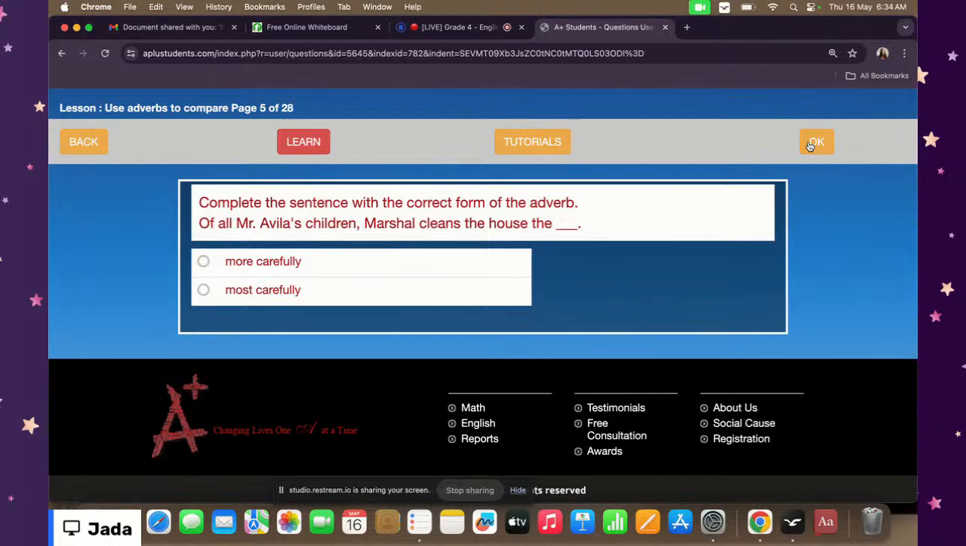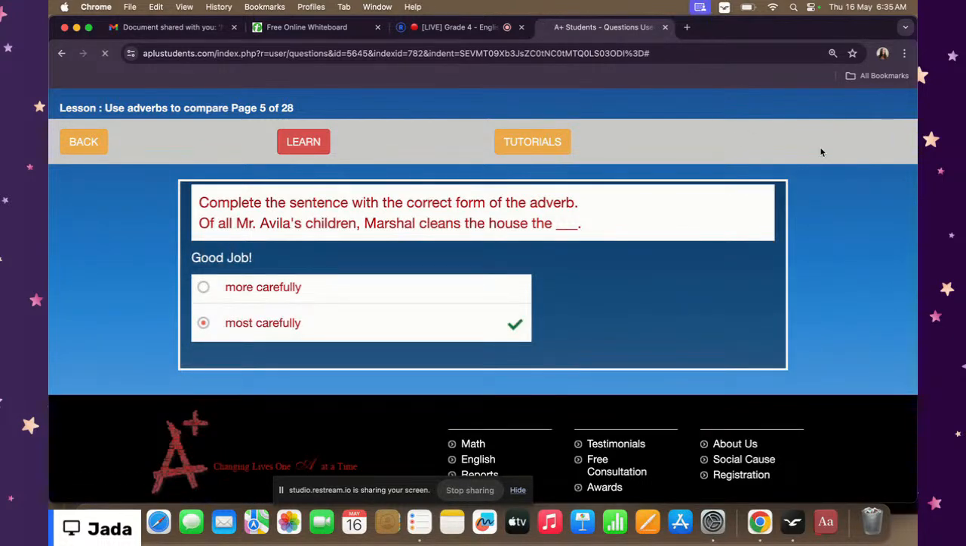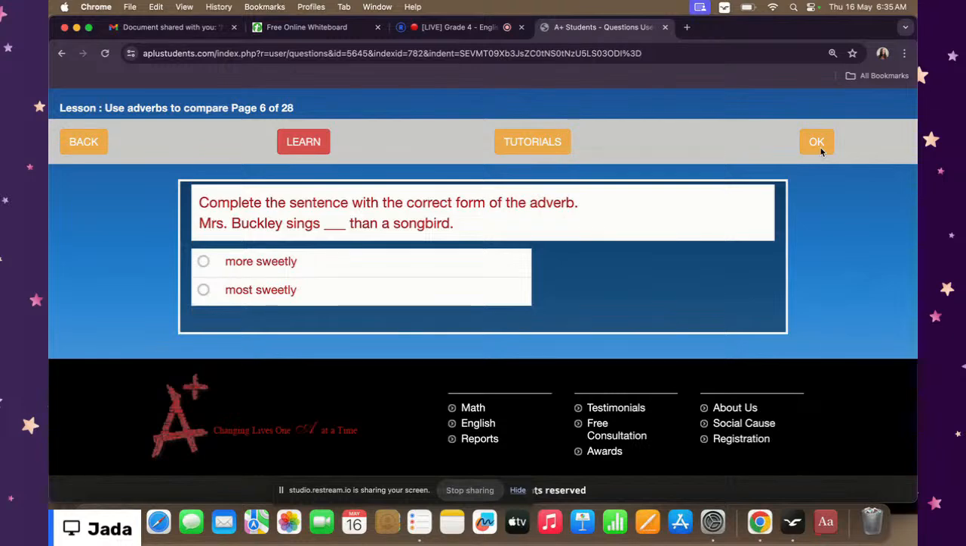So what's your answer? Let's see. Most carefully. Most carefully is the right one because it is between more than one child. It says children, so it doesn't specify, but it is between more than two. It is not only two children, it is more than two.